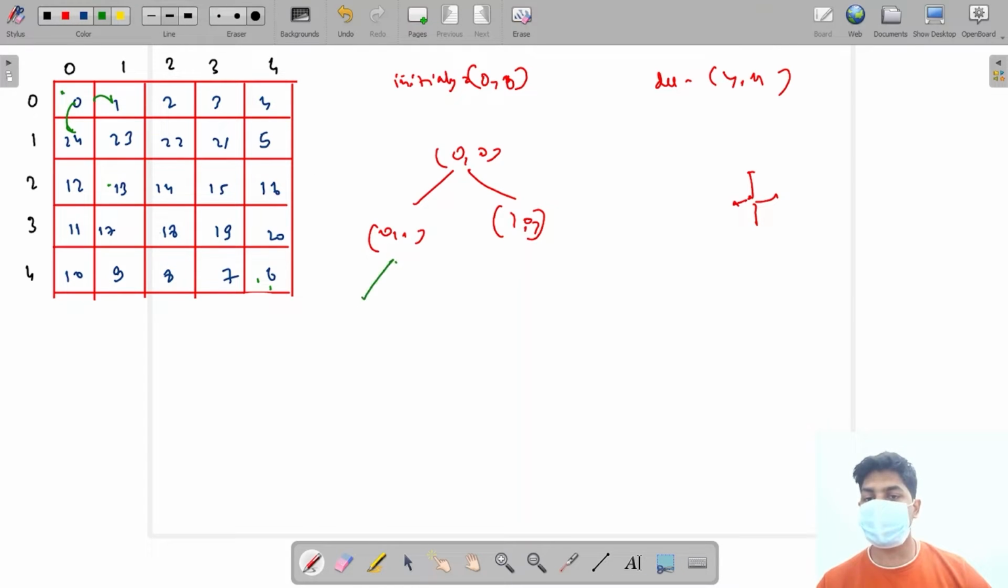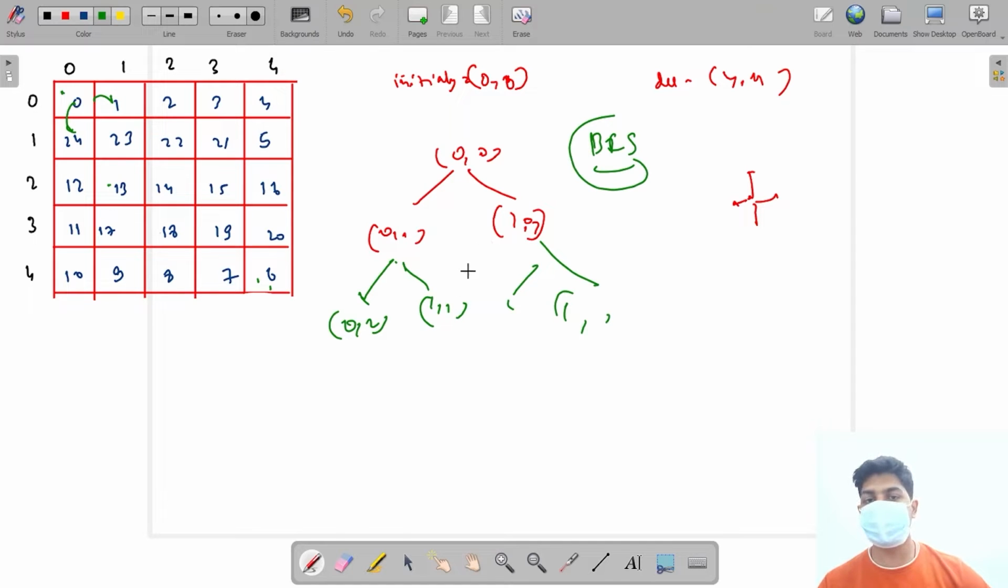From 0 comma 1 again, I can go to 0 comma 2, or I can go to 1 comma 1, and so on. So if we look clearly, we are moving one by one. So we will be applying BFS only.